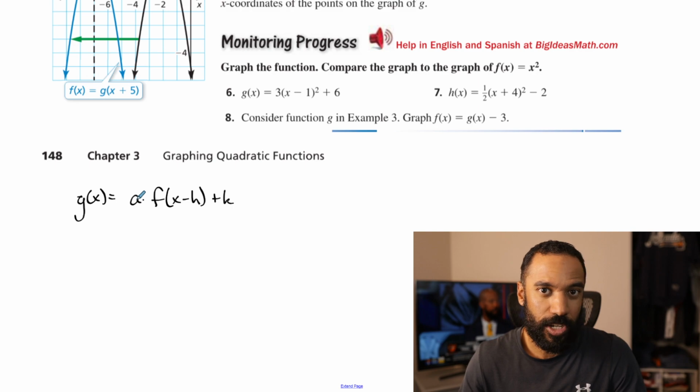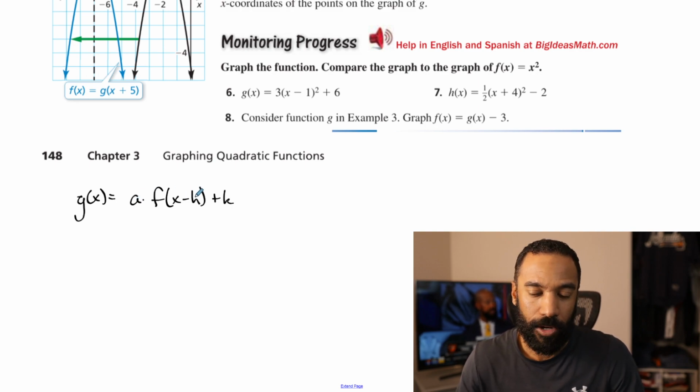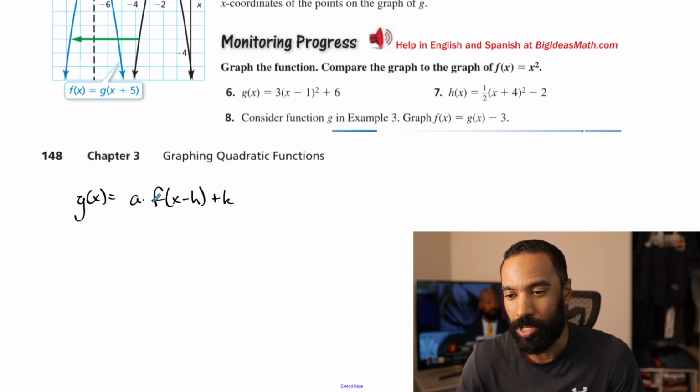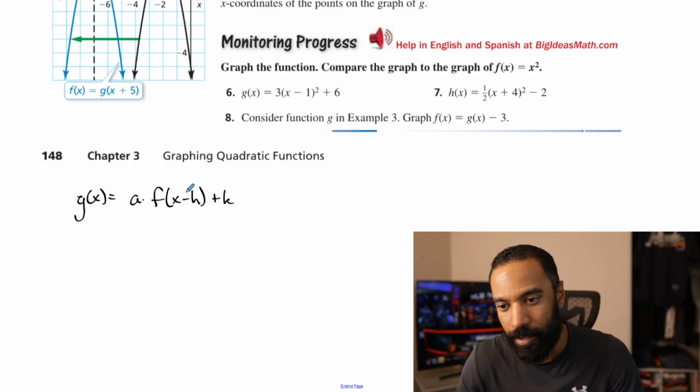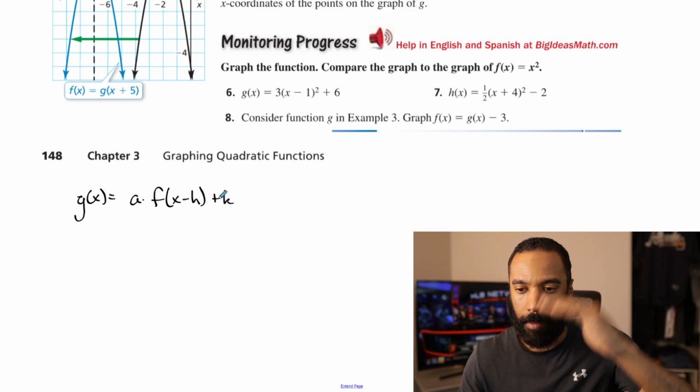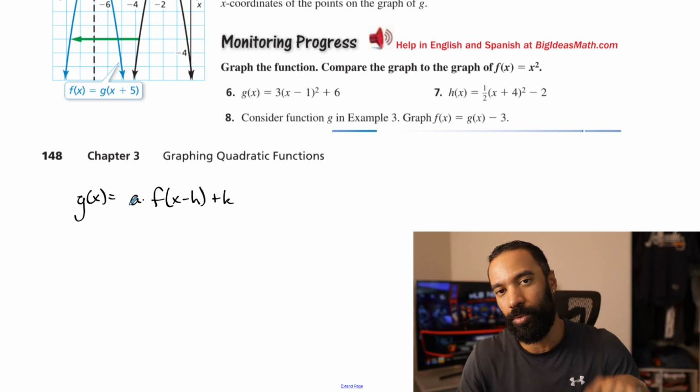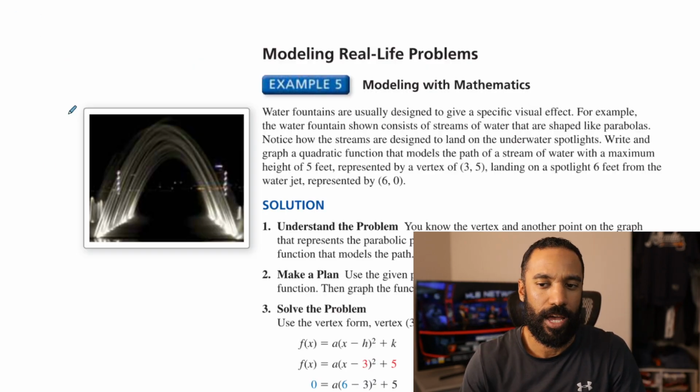A would be a vertical stretch, compression, or reflection. H would be a horizontal translation. K would be a vertical translation. And whatever these things are, when it's inside the function, we go left, right. When it's here, you go up, down. And here you stretch, shrink, or reflect. So we're going to see some of those, I'm sure.